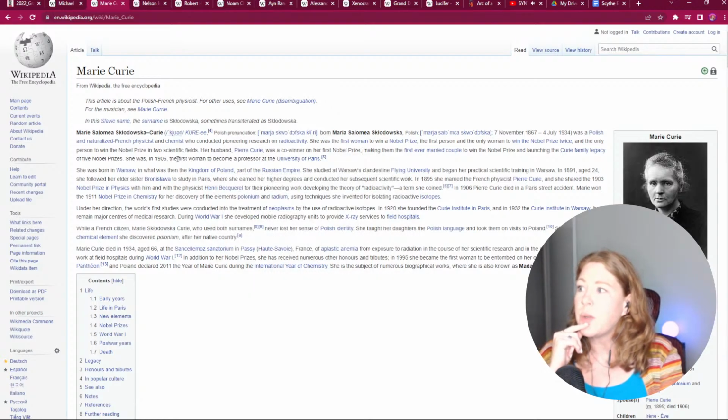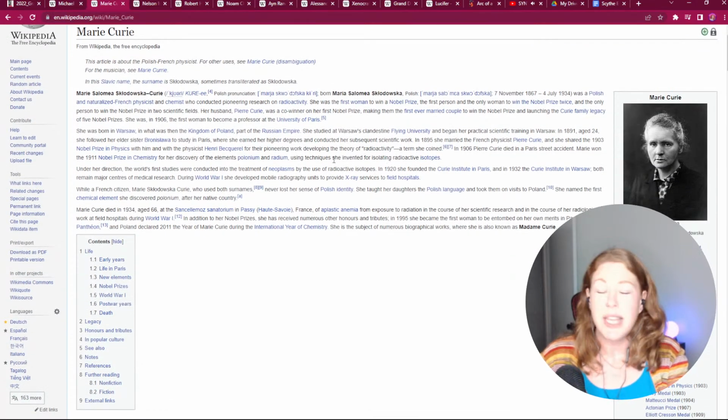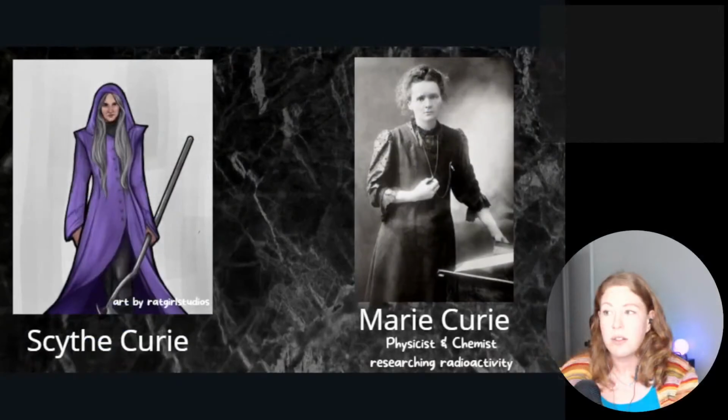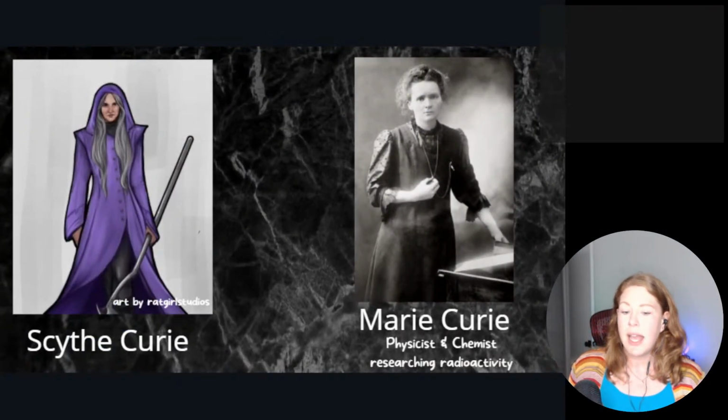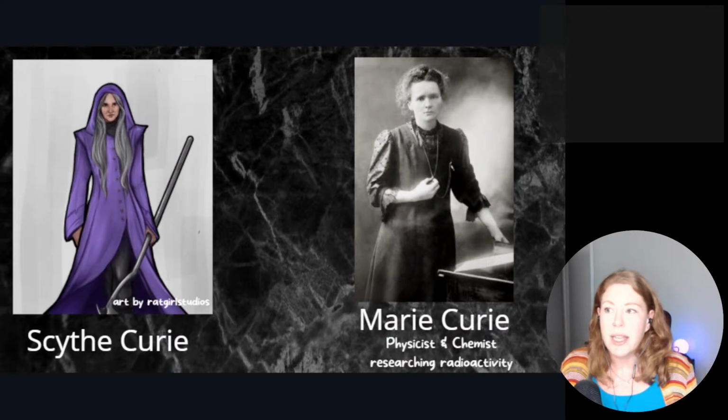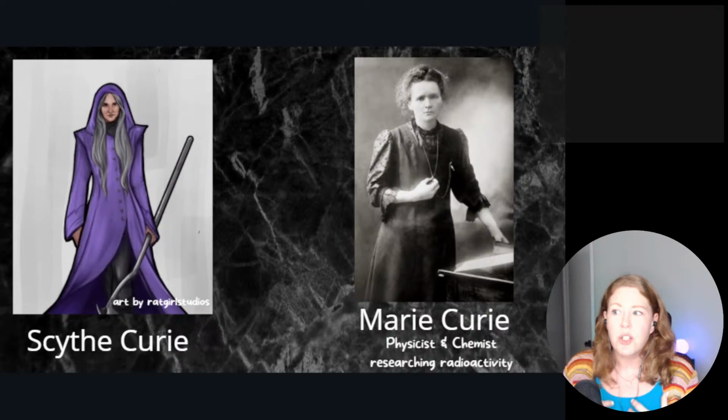In 1906, she was the first woman to become a professor at the University of Paris. So super, super huge person of note in history. And for Scythe Curie to choose her as her patron historic is very telling of her as well, because I think it means that she sees herself as a person who is contributing to the society at large, and sacrificing herself and a lot of what she wants in order to do them, right?